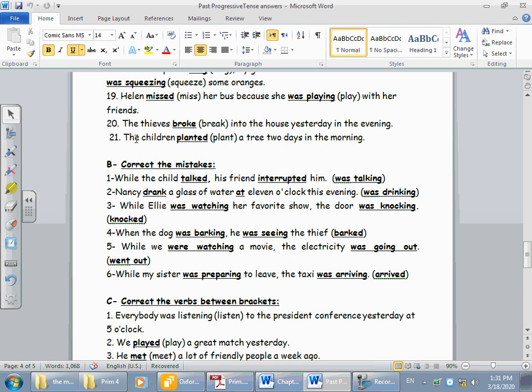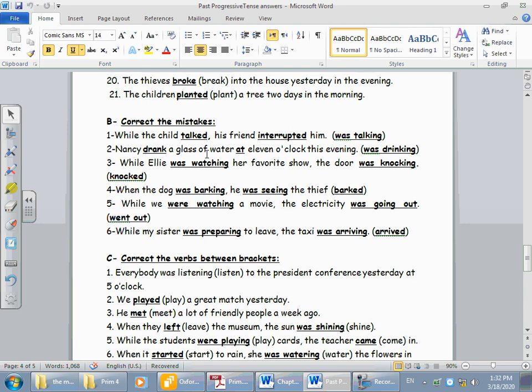Number 21: The children plant a tree 2 days in the morning. The children planted a tree 2 days in the morning, like from 2 days. But when exactly, it's not mentioned. So that's why it's past simple tense.